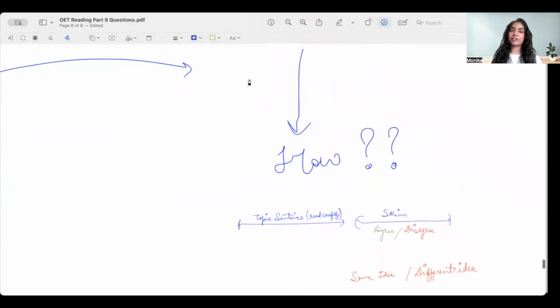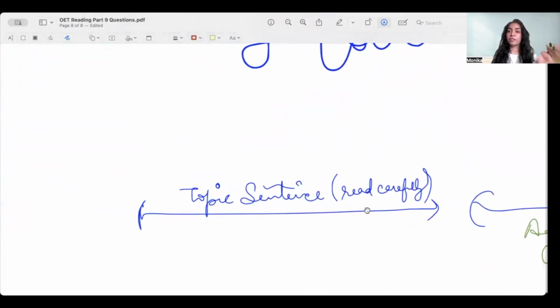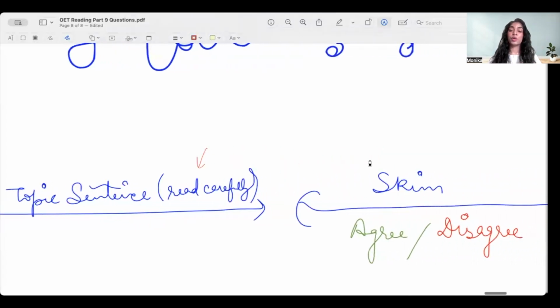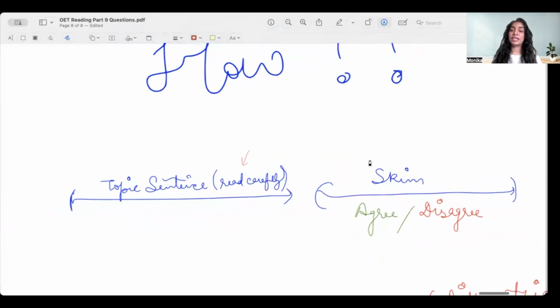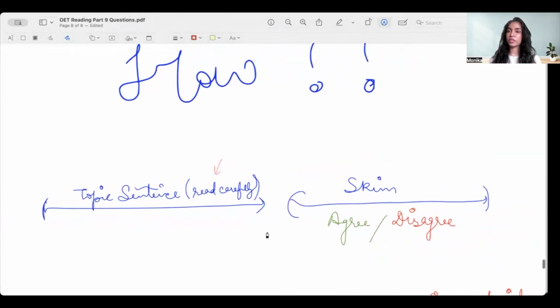Now, how are you going to identify the different ideas in the paragraph? You're going to do it by a particular reading technique. First of all, the very first sentence in your paragraph, what we sometimes call the topic sentence. You are going to read that particular sentence carefully, just only that sentence, nothing else. You understand what it says. And then in the next sentence, you are going to check if the next sentence is actually agreeing or disagreeing with the idea in that sentence.